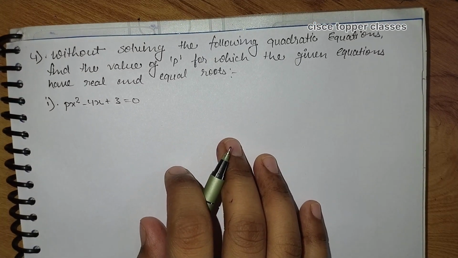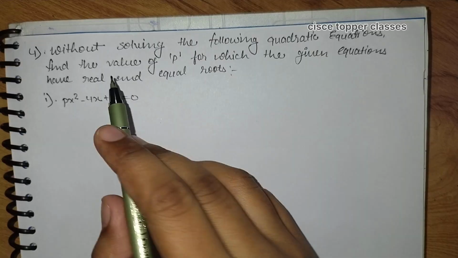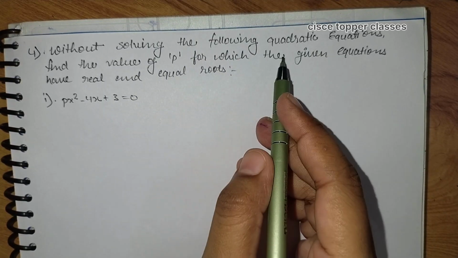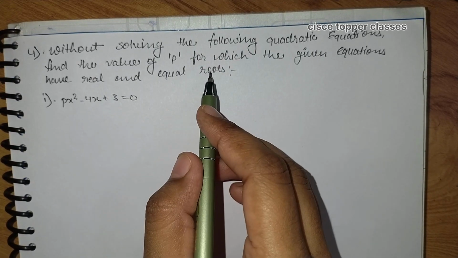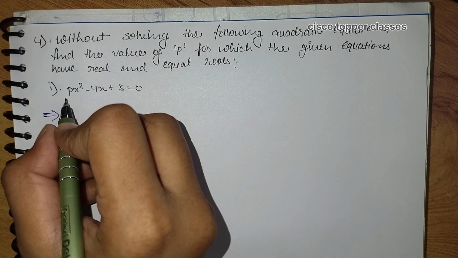Let us solve question number 4, first part. Here it is said that without solving the following quadratic equation, we have to find the value of p for which the given equation has real and equal roots. So if we see here, we have to find the value of p.